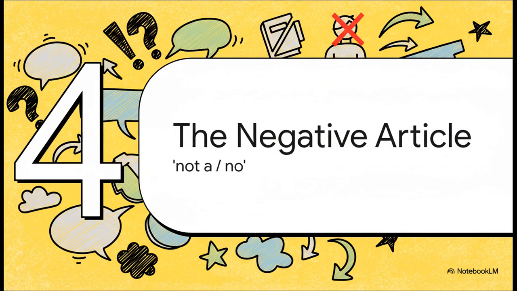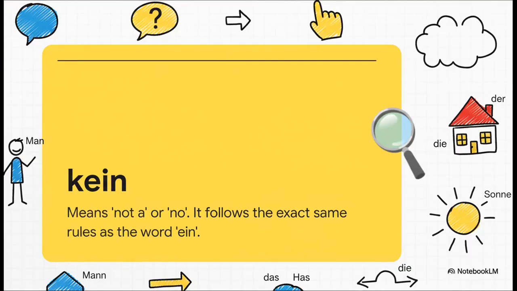Now that you've just mastered a and an with ein, this is the perfect time to learn its total opposite. How to say not a or no. The magic word for this is kein. And here's the best news you'll hear all day. It follows the exact same rules as ein. You literally just stick a K on the front. That's it. It makes turning a sentence negative incredibly simple. If you know how to say a dog, you already know how to say not a dog.